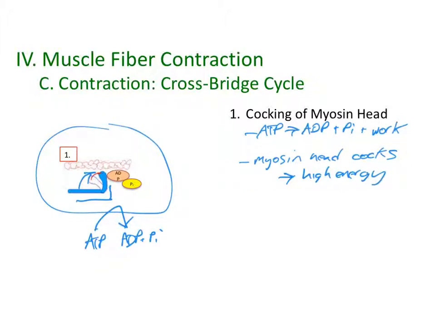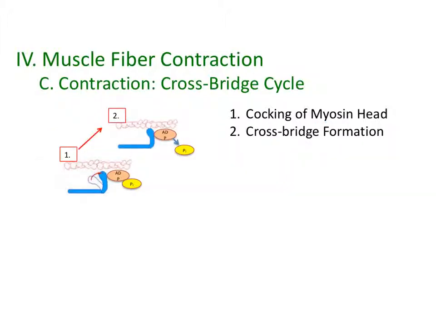So basically putting that potential energy from the ATP into the myosin head. Second step of the cross-bridge cycle is called cross-bridge formation, and it's this step where myosin binds actin. And at this point, as myosin binds actin, inorganic phosphate, so Pi is inorganic phosphate, is released. So step 1 was putting myosin into its high energy state. Step 2 is sticking myosin to actin.